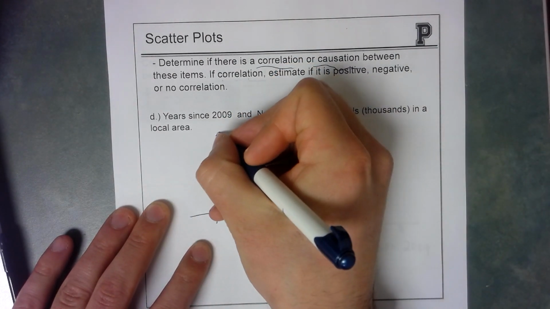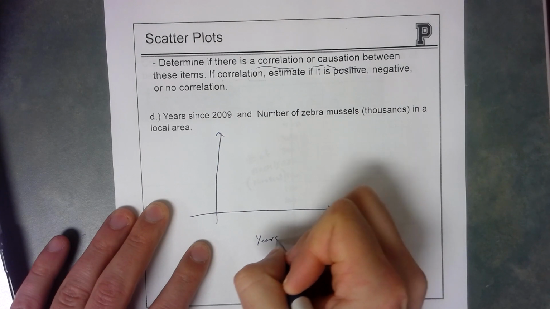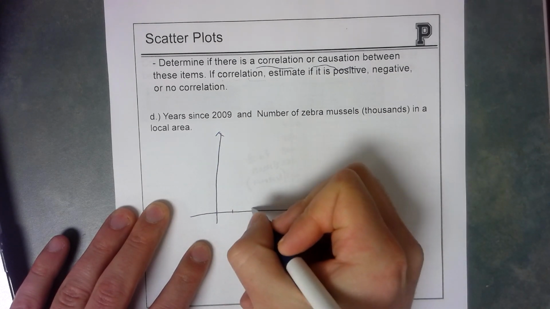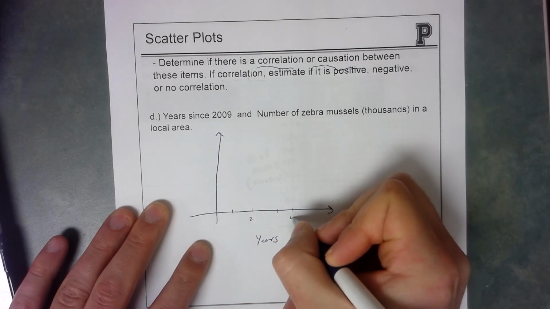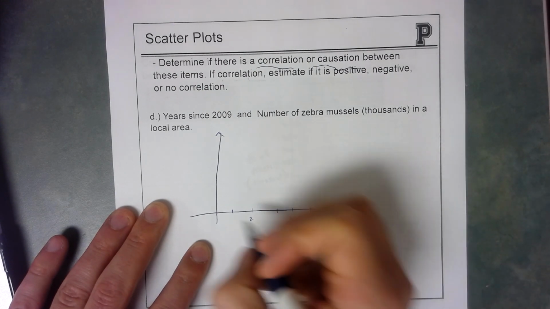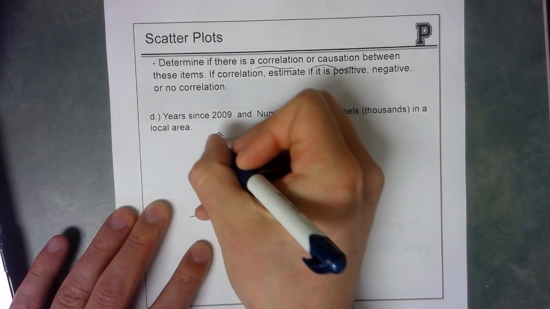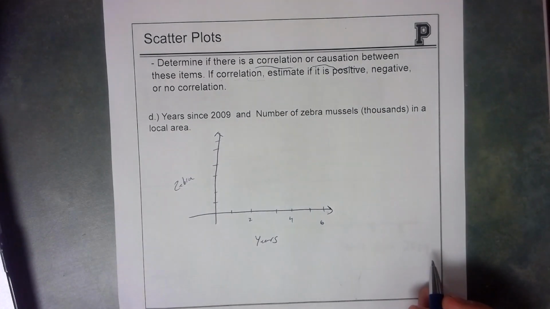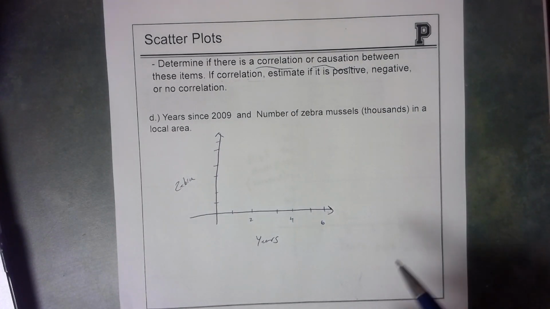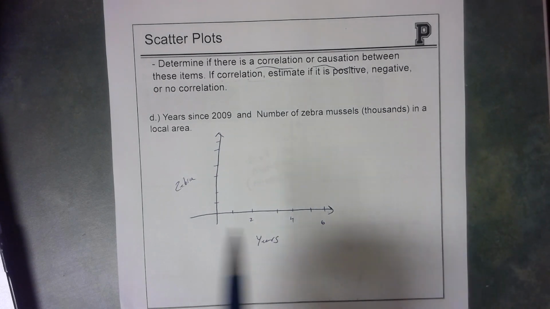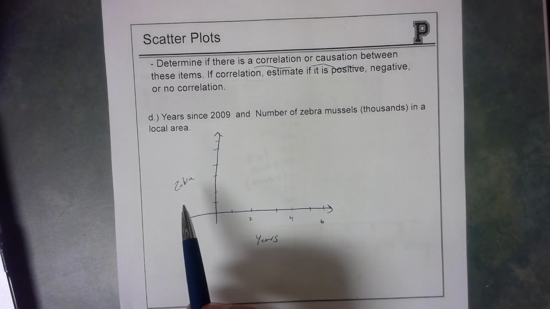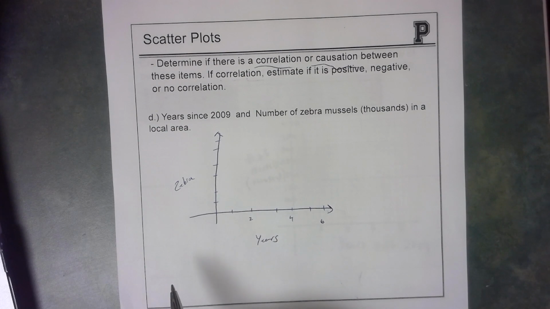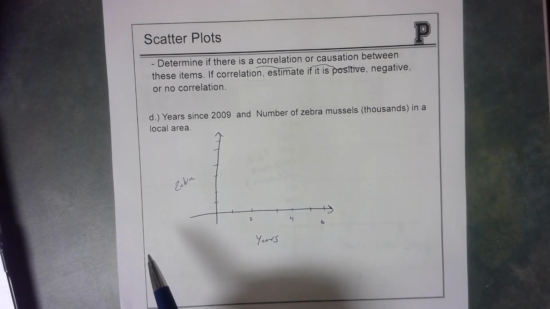Okay. So if we had years down here since 2009, 2 years, 4 years, 6 years, is the amount of zebra mussels increasing, decreasing? And if so, how much? Well, I don't think that the years are necessarily causing the zebra mussels to go up or down in thousands, but they definitely could be correlated, all right?